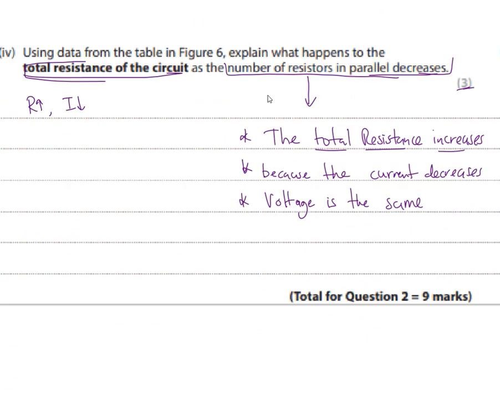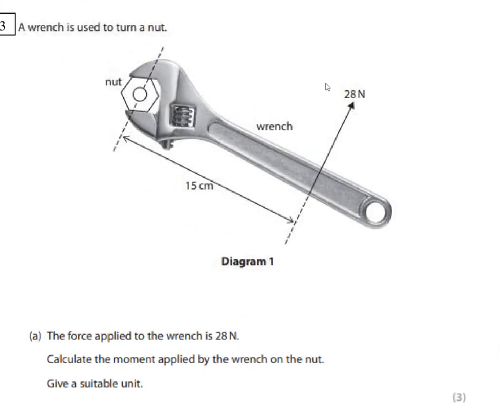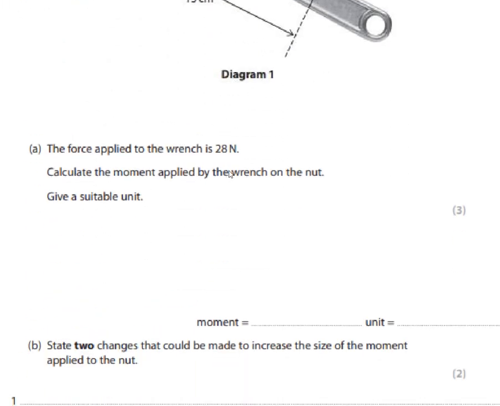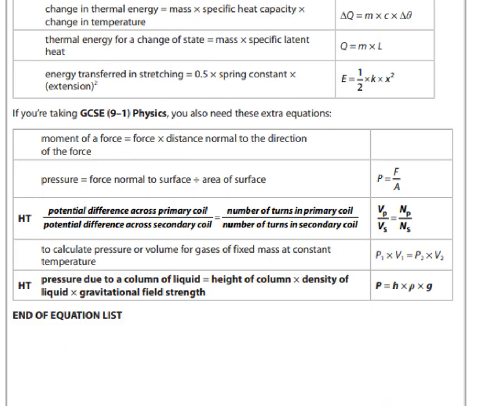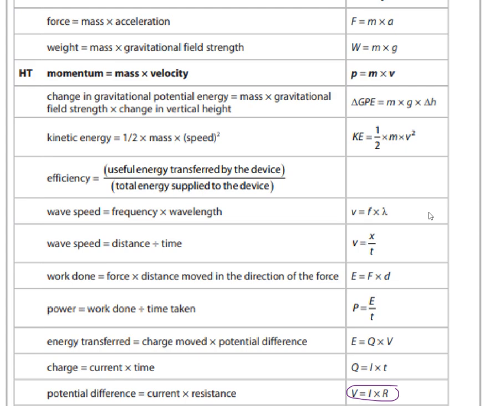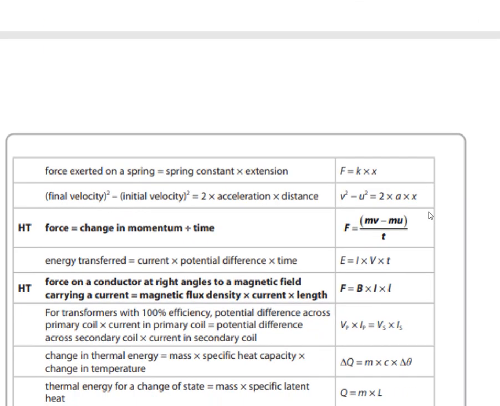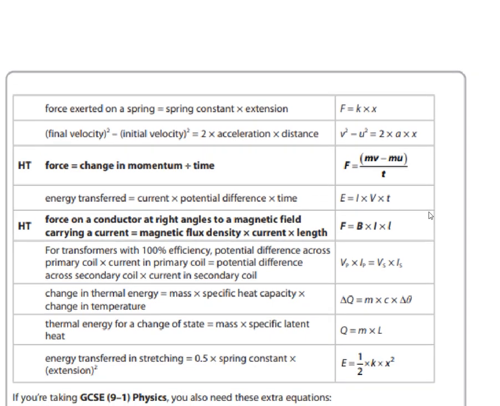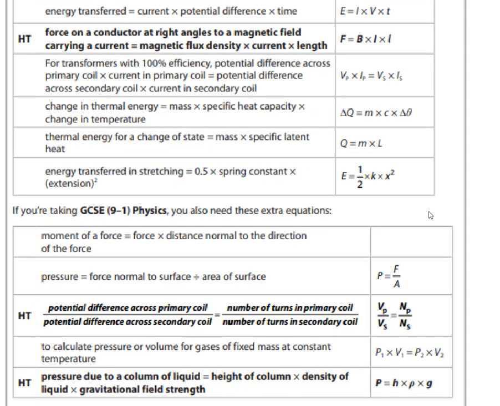Okay, here we go. Now we have a question about moments. Calculate the moment applied. So where is the equation? Let's go backwards to find the equation for you. Moments. Here's the equation. It's not given to you here, but it is there. If you're taking GCSE physics, you also need to know these extra ones. So moment is force times distance perpendicular, normal to the pivot.